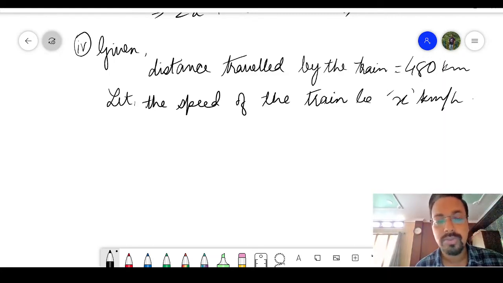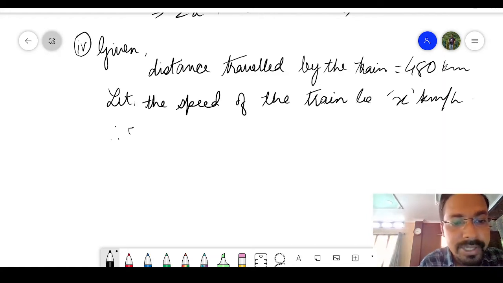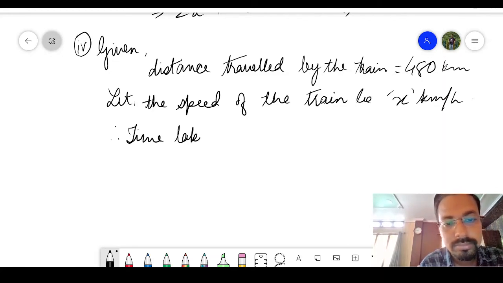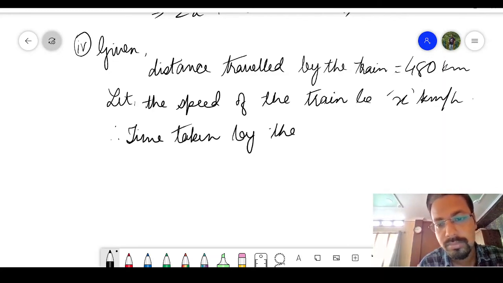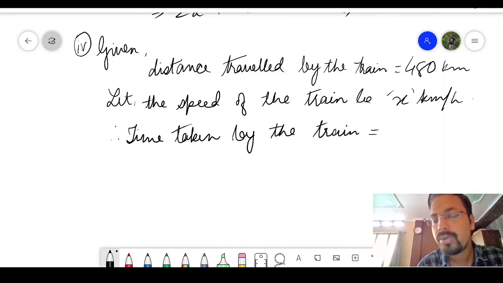Now according to the question, we will write some of the things. So this is our speed, x is the speed, we have the distance, it is 480 kilometer. Now in order to form an equation, we need to find the time that the train has taken, right? Now what will happen if things change, like if the speed had been 8 kilometer less, then time would have been 3 hours more. That is okay, but before that we need to understand what our time is going to be. So therefore time taken by the train, what is the time taken?